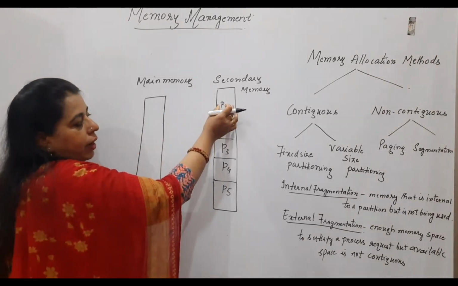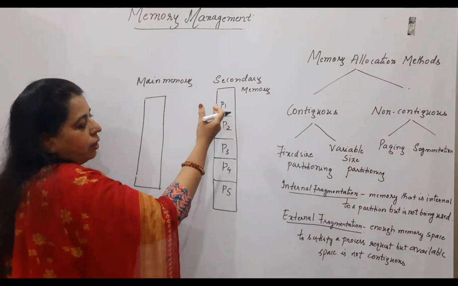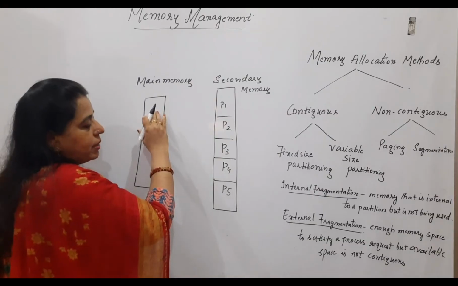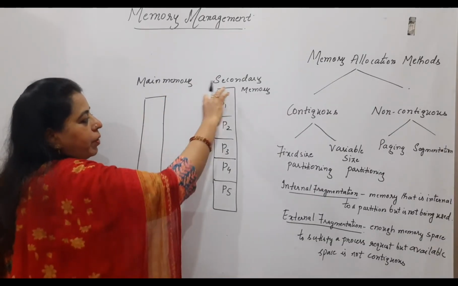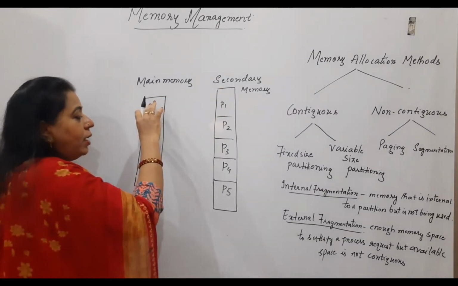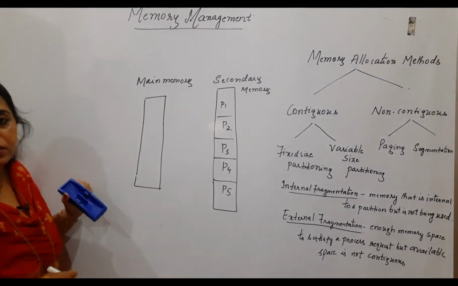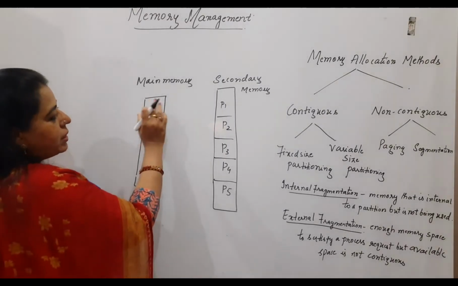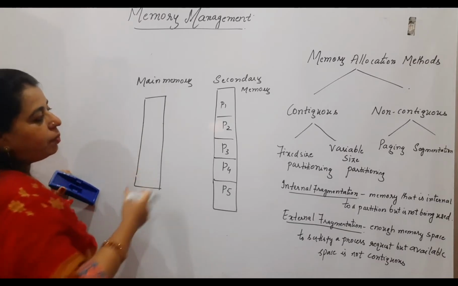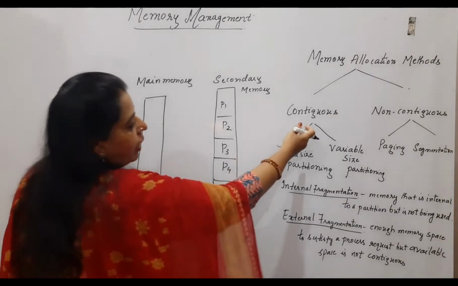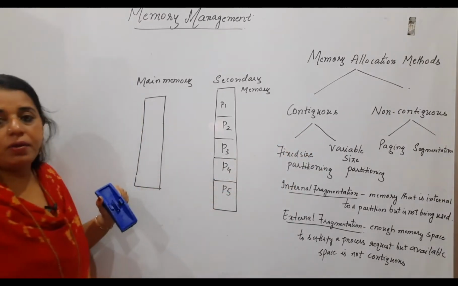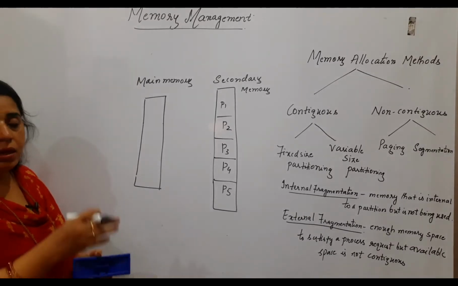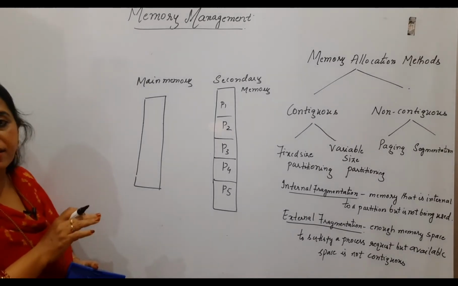When you accommodate the entire process in the main memory, it becomes contiguous. You are not taking partially a number of instructions from a process and placing it. Rather, you are moving the complete process into the main memory. You are allocating space in the main memory for the complete space that is required for the process P1. That becomes contiguous. And here we have two different methods in contiguous: fixed size and variable size. So what is the difference between the fixed size and variable size?